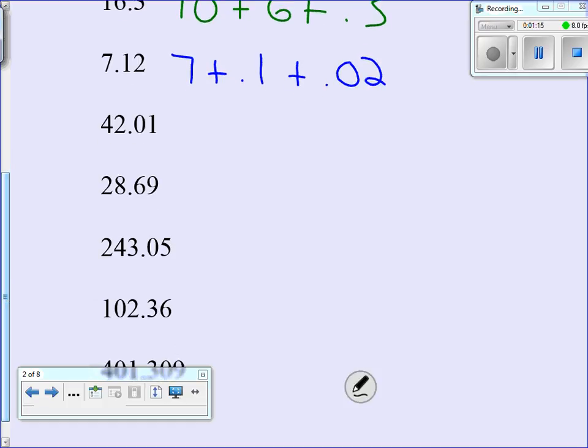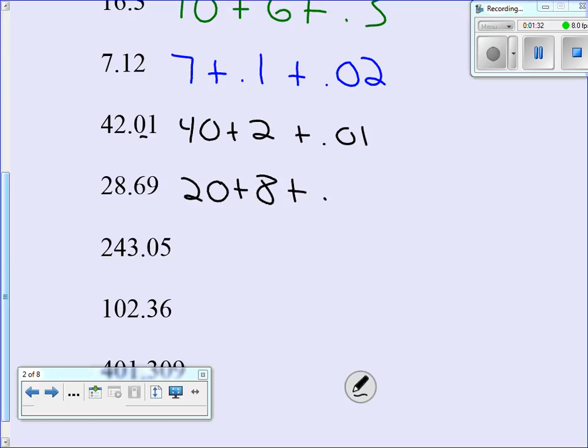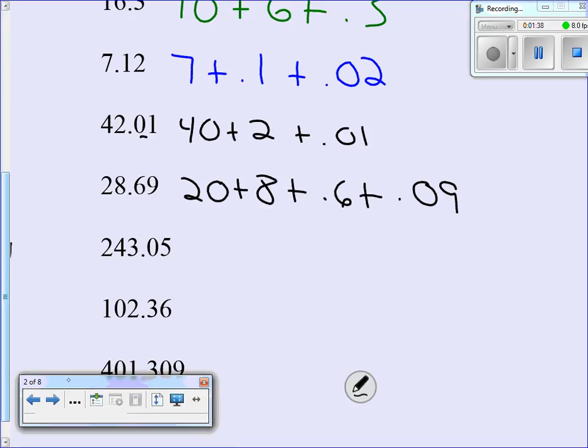Let's take a look at this one. We have 40 plus 2 plus 0.01. Remember, when the 0 is right here, you don't have to do plus 0. We already know it's 0 plus 0.01. Next one here, we got 20 plus 8 plus 0.6 plus 0.09. Let's see if there's any other ones on here that might be kind of tricky.